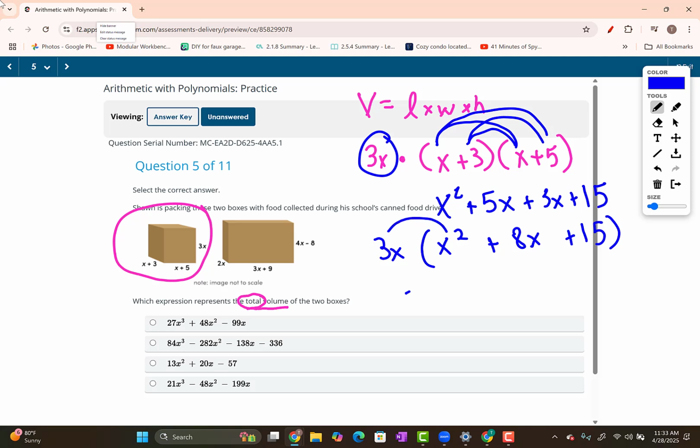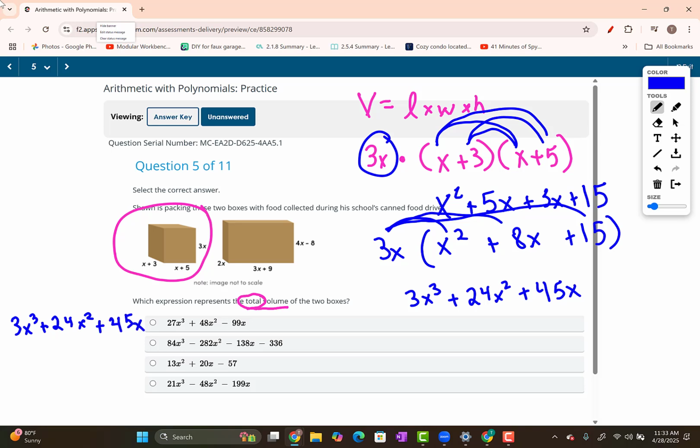So 3x times x squared is 3x to the third. 3x times 8x is 24x squared. And 3x times 15 is 45x. So this is the half of our answer. But obviously it doesn't really help us narrow it down just yet.